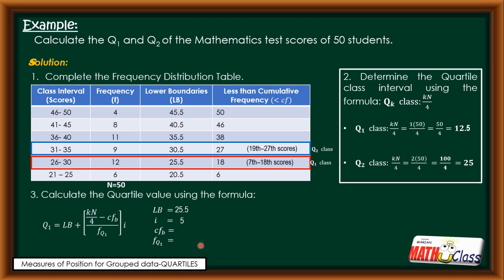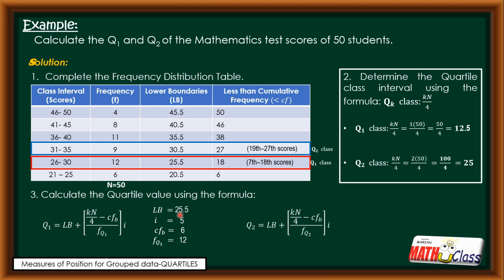Next is the value of CFB, which is the cumulative frequency of the class before the QK class. Since the cumulative frequency of the Q1 class is 18, the cumulative frequency before 18 is 6. So the value of our CFB, or the cumulative frequency of the class before the QK class, is 6. Lastly is FQ1, which is the frequency of the QK class. For the Q1 class, the frequency is 12.